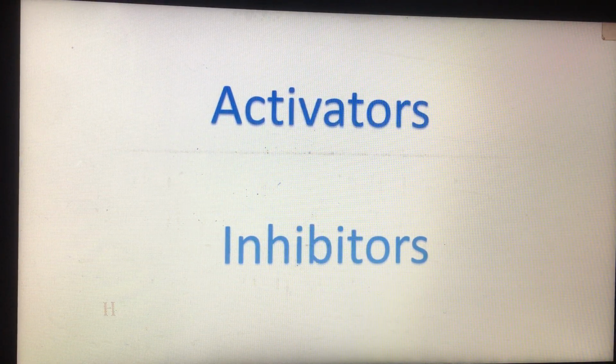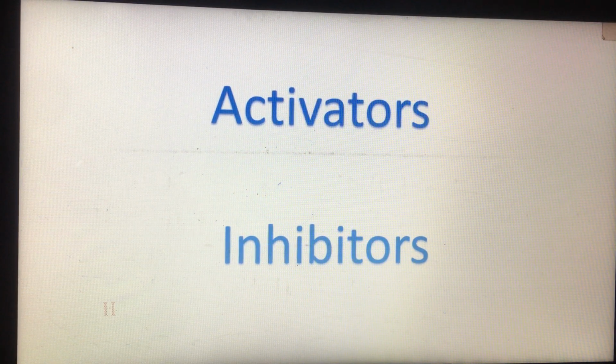And the opposite of activators are inhibitors, which make it more difficult for the enzyme to bind to the substrate. For example, cyanide ions block the active sites of enzymes involved in respiration. So the first one, chloride ions, essential for the activity of amylase, is an activator. And the second one, cyanide ions, block the active sites of enzymes involved in respiration, so it's an inhibitor.